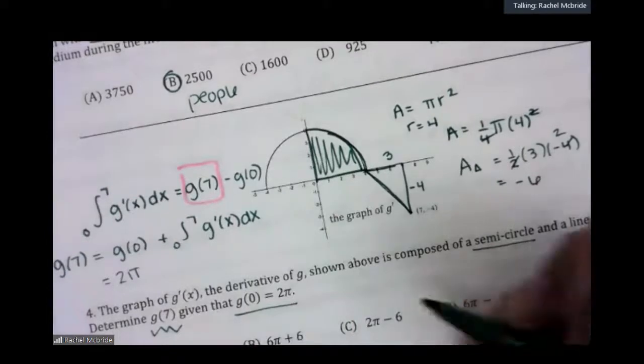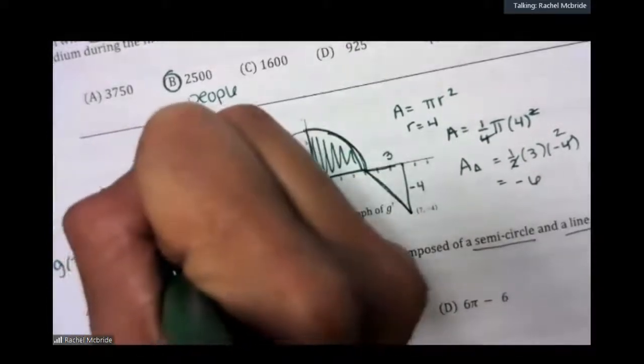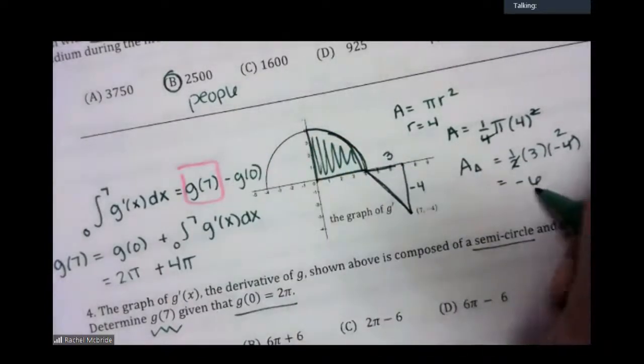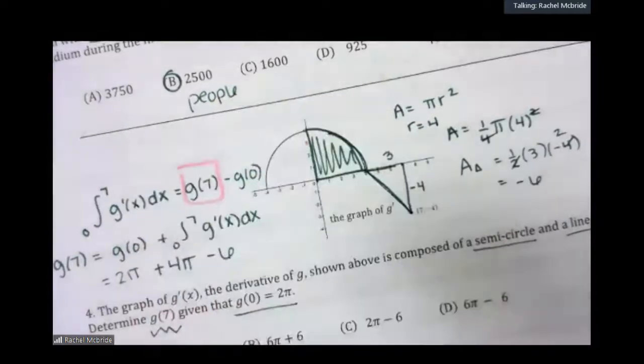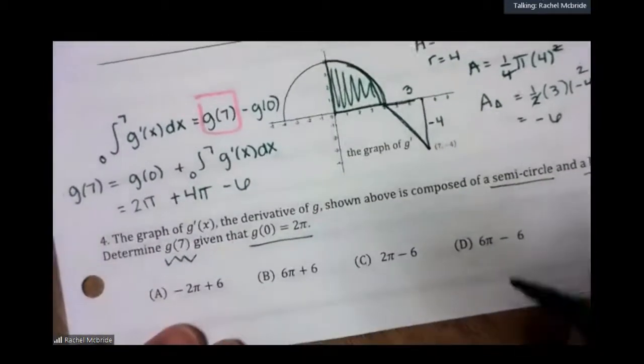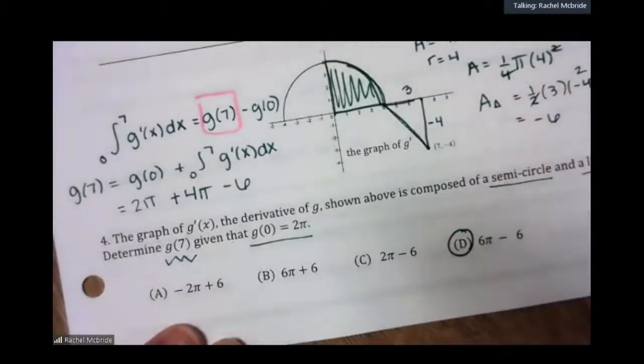So we have 2 pi plus 4 pi, which gives me 6 pi. And then my area of the triangle below is -6. So D, or 6 pi minus 6.